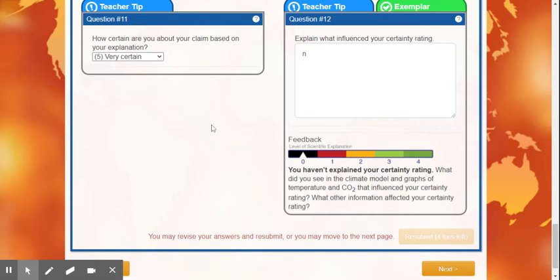And then tell me how certain you are about your claim. What did you see? And I didn't just write the letter N. You haven't explained your certainty rating. What did you see in the climate modeling graphs of temperature and CO2 that influenced your certainty rating? What other information affected your certainty rating? Okay.